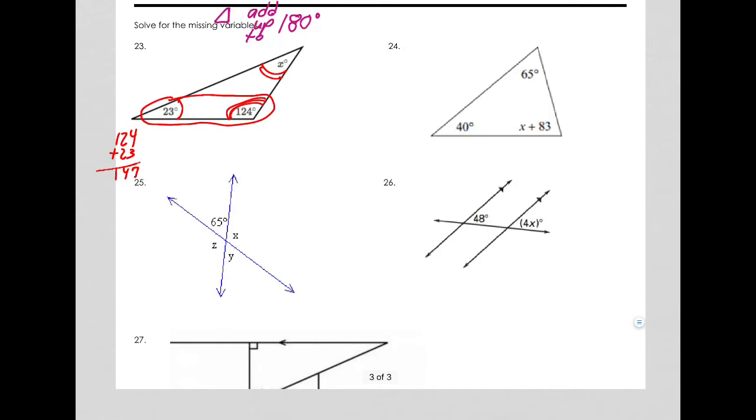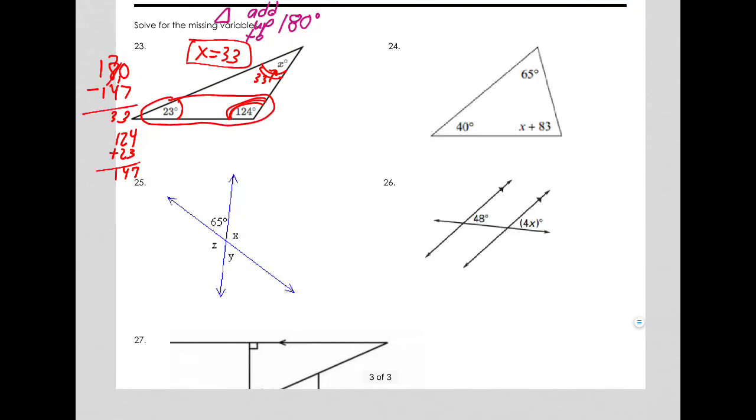We have to figure out how much more we need to get to 180. If you subtract, and if you do this in a calculator it'd obviously be quicker, we get 33 degrees. So this angle equals 33 degrees. And since the only thing sitting there is x, then x must equal 33 degrees.